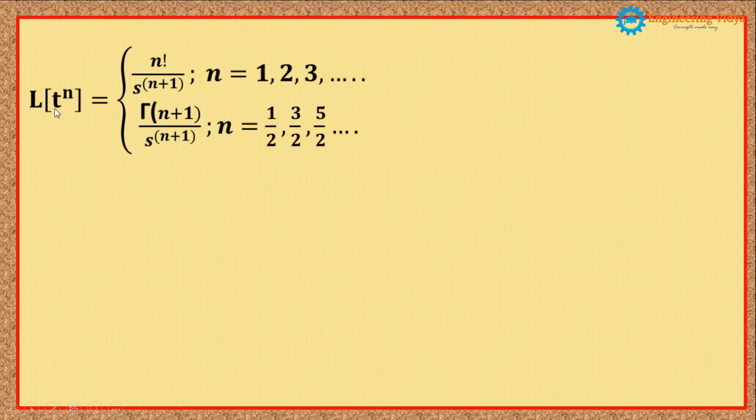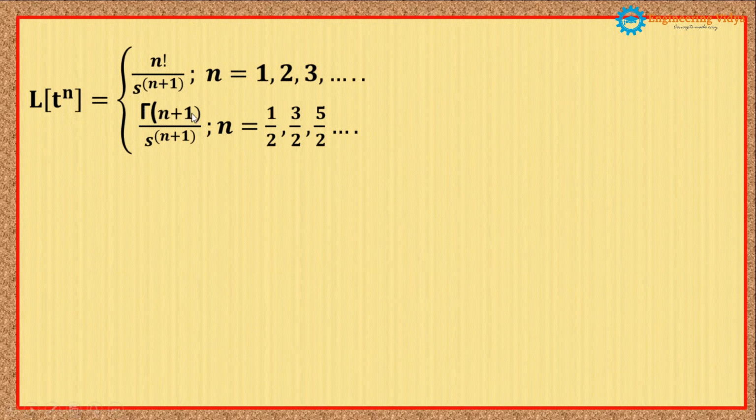Similarly, for the Laplace transform of t raised to n, if you get the value of n equal to 1 by 2, 3 by 2, 5 by 2 and so on, here we have fraction values. If the value of n is present in fraction form, then the second case will be applicable, and the Laplace transform of t raised to n will be equal to gamma of, this is the sign of gamma.